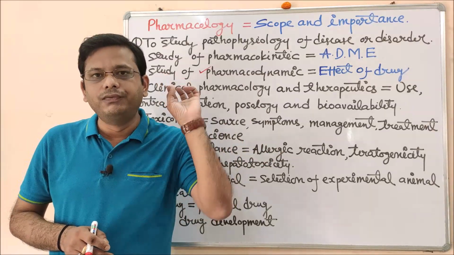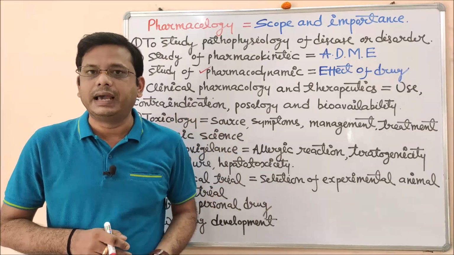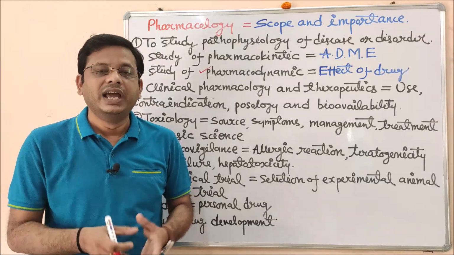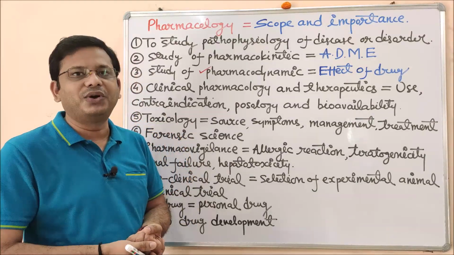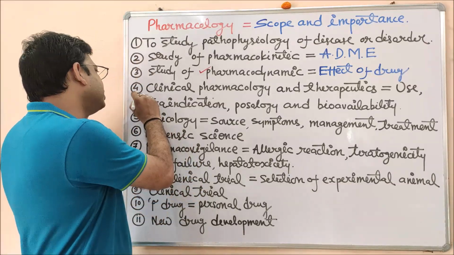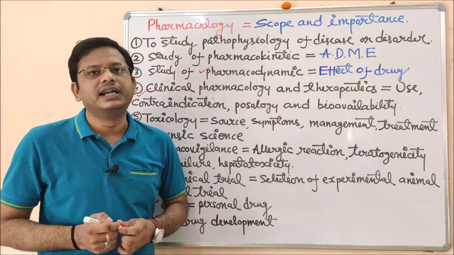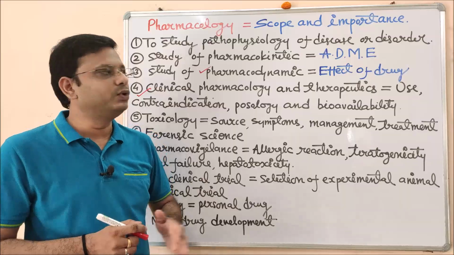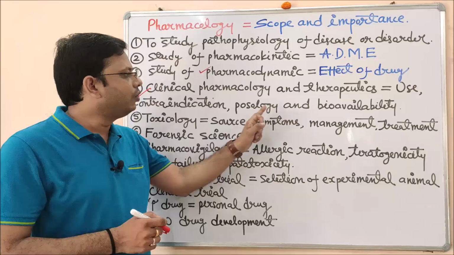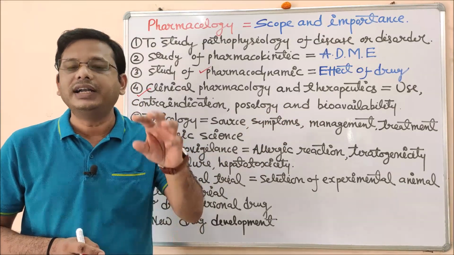Then you are a well-informed person that if any person takes more than 10 or 20 tablets of paracetamol, that may be toxic, that may be hepatotoxic for that particular person, and you have gathered this knowledge only after studying pharmacology. Now coming to the next scope, that is clinical pharmacology and therapeutics. In clinical pharmacology and therapeutics, we have to study the use, contraindication, posology, and bioavailability of that particular drug in which you are interested.